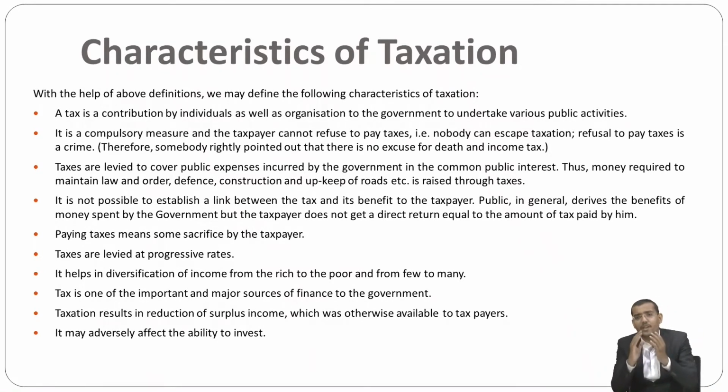When we look at the wrapper of that wafer box, it states that the price is inclusive of all taxes. That means ultimately we pay the tax to the government, but in an indirect method. So my dear friends, there is no excuse for death and for paying income tax.